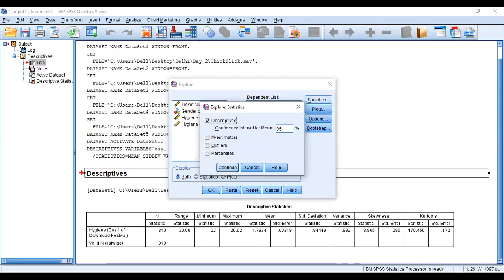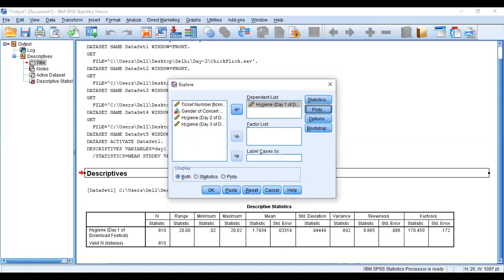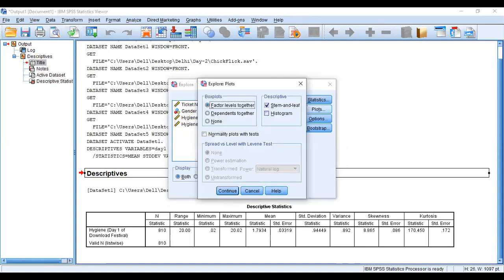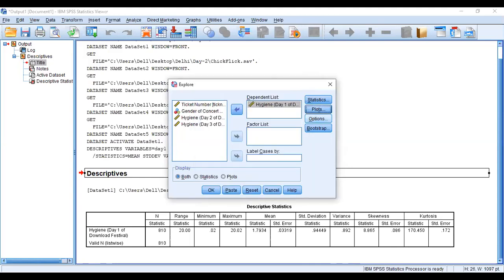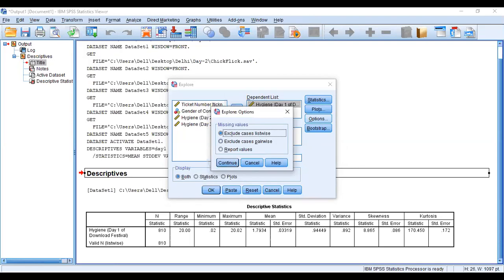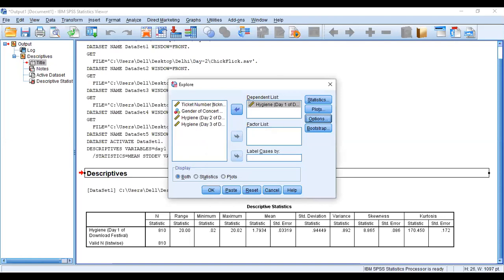We can continue, and then Plots. So we can get a histogram, and then Options. There is no need, there is no missing value. If we have missing values, then we should tick this one, exclude cases pairwise. Here we don't need to tick it because we have all 810 data. There is no missing value in day 1. Now we have missing values in day 2 and day 3.